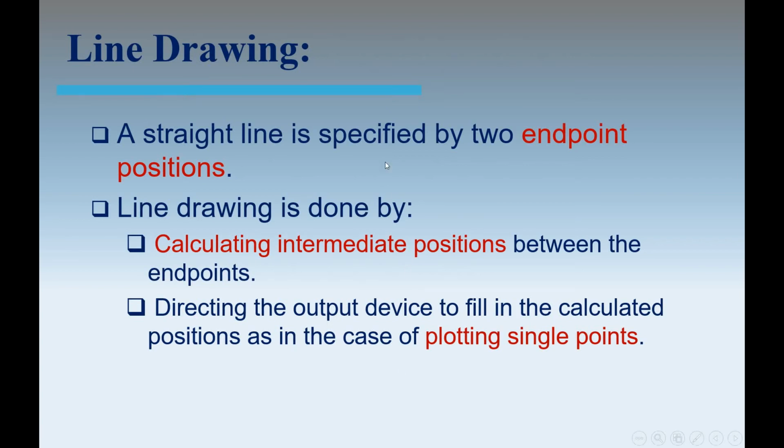Line drawing. A straight line is specified by two endpoint positions. Line drawing is done by calculating intermediate positions between the endpoints, directing the output device to fill in the calculated position as in the case of plotting single points. This is your first endpoint and this is your other endpoint. We need to know the source and the destination. If we have these two endpoints, endpoint 1 and endpoint 2, we can draw a line. That is how the algorithm works.